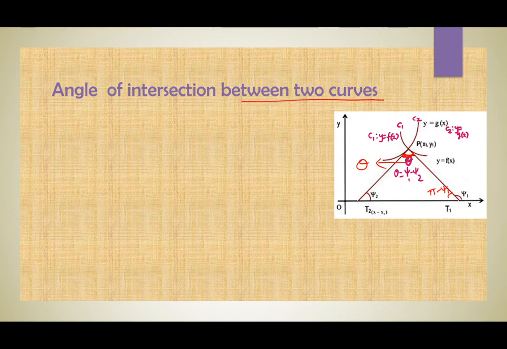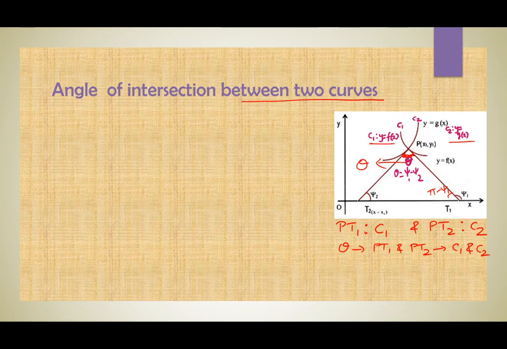So have a look at this diagram. I have taken two curves C1 and C2. Curve 1 is of course y equal to f of x, and curve 2 is y equal to g of x. Now look at the tangents. PT1 is tangent to curve C1 and PT2 is tangent to curve C2. Theta is the angle between PT1 and PT2, and hence I can say theta is the angle between C1 and C2.